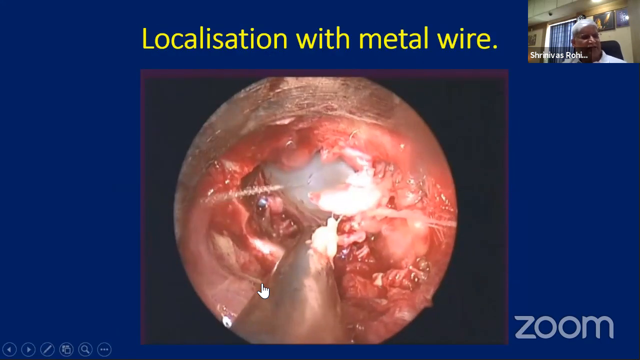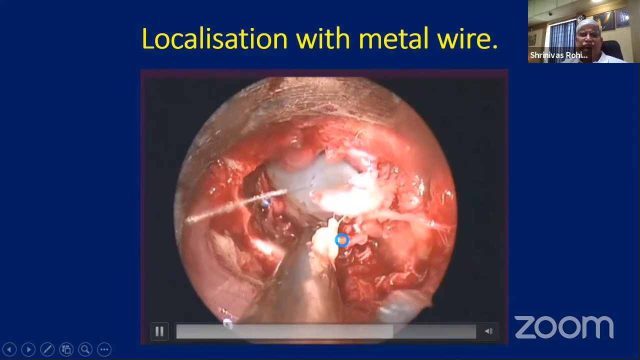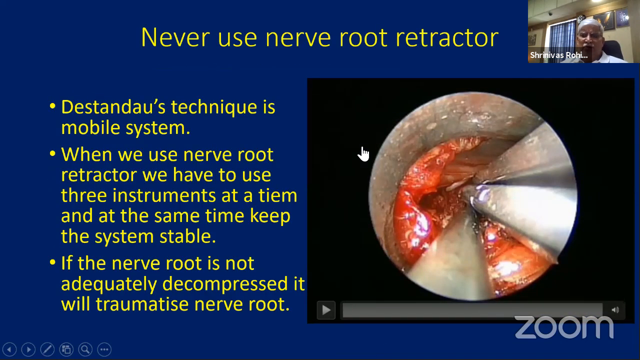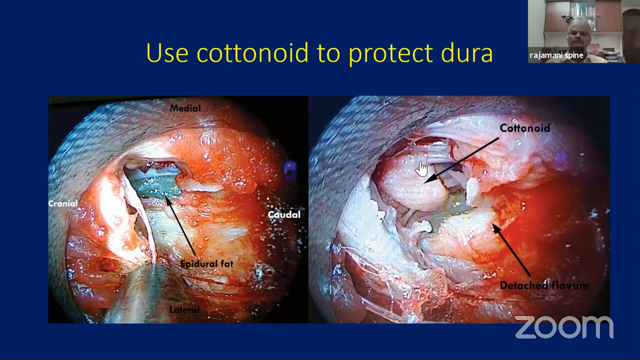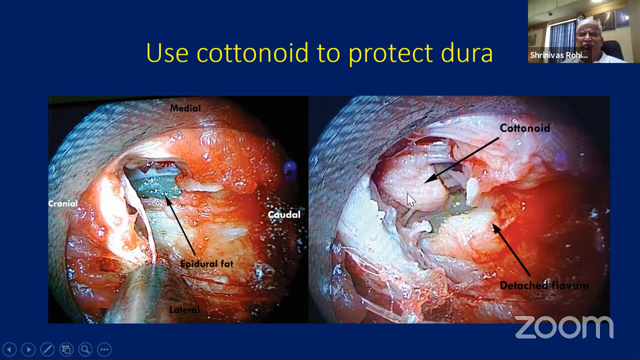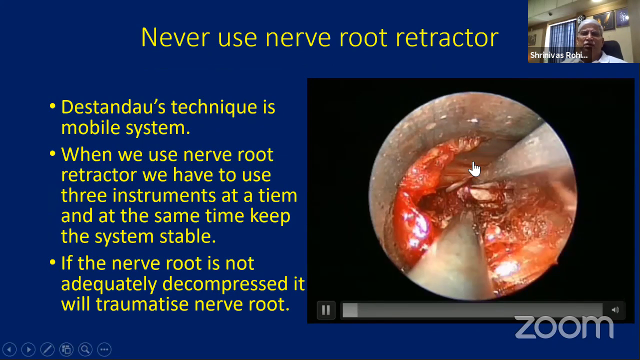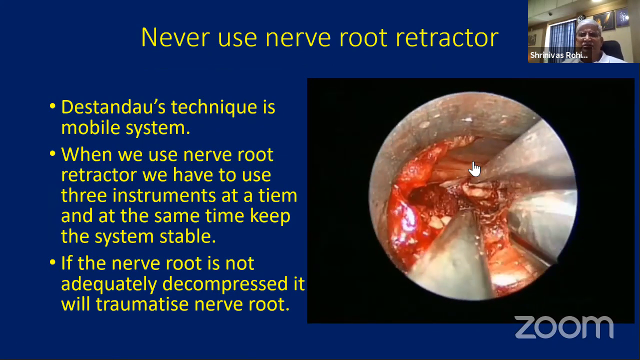About the complications, you can have a dural puncture like this. You have to use cottonoid to prevent dural structures or neural structures coming into the Kerrison punch. You have to use this nerve root retractor very carefully because you are using a mobile system.